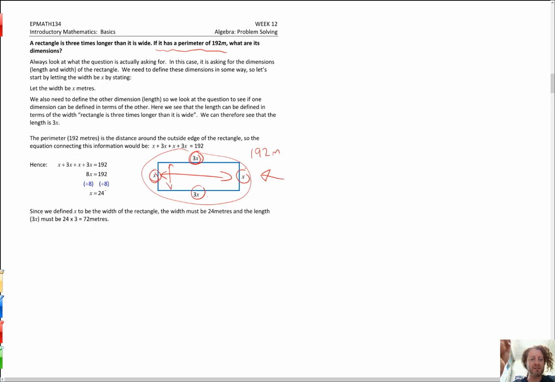x equals 24 metres. Don't forget in your word answer to include the metres. Don't just call it 24. Practical problems need the practical answer, 24 metres. And I'll also check, did it just ask you for the width? No, it wanted the dimensions, as in the width and the length. So I've said that the width is 24 and I know the length was 3 times that. So the width was 24 and the length was 72. Perfect.